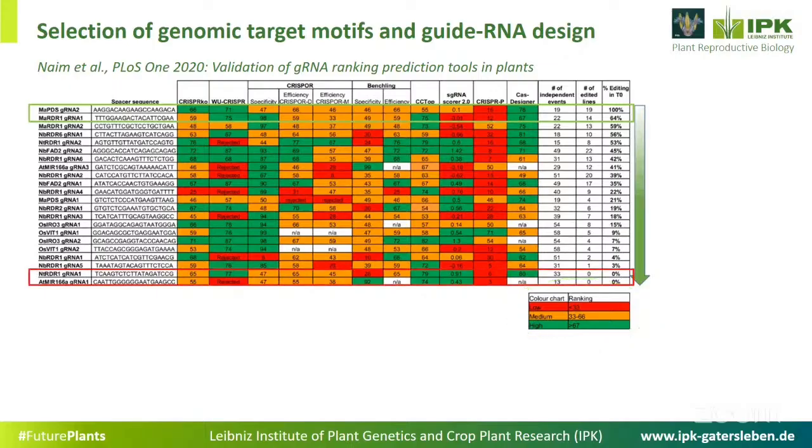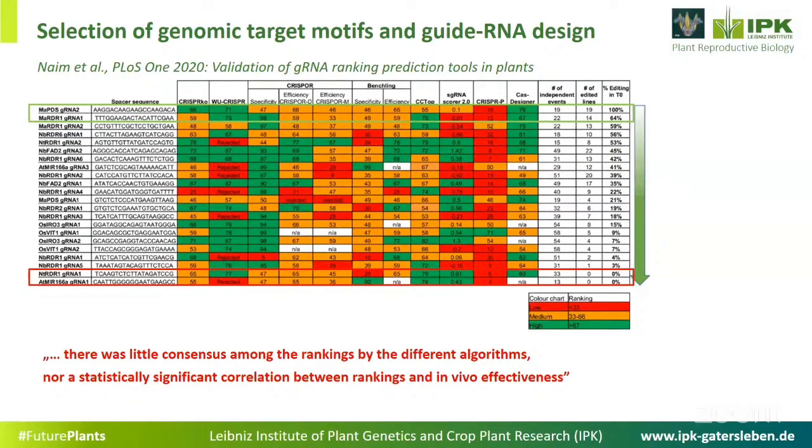And coming to the low efficiency cases here below, another 2 genes, again predicted mostly to be of average efficiency, and they didn't get any mutation. So of course, we ask why we should use these platforms. The summary of these authors was that there was little consensus among the rankings by the different algorithms, nor a statistically significant correlation between rankings and in vivo efficiencies, as I have explained.